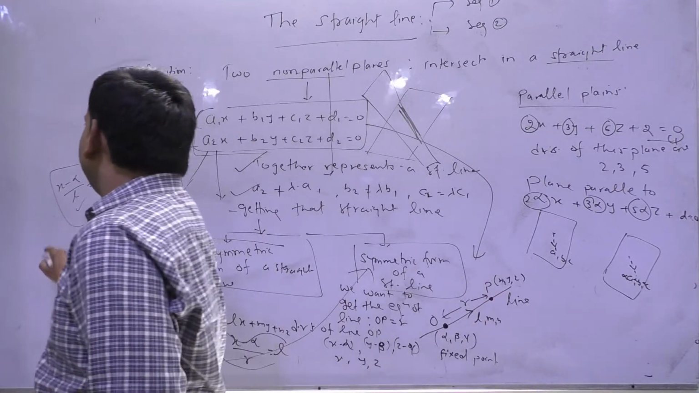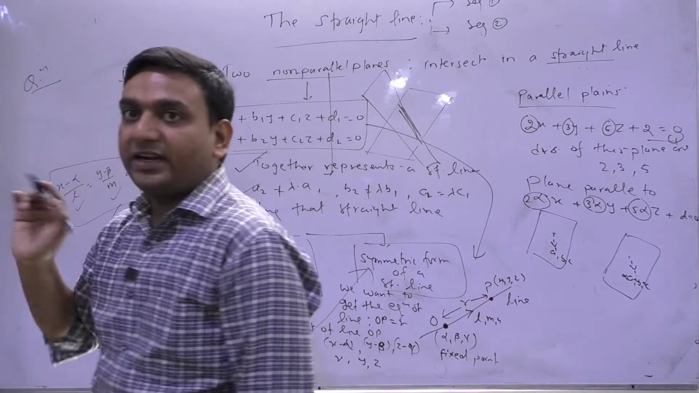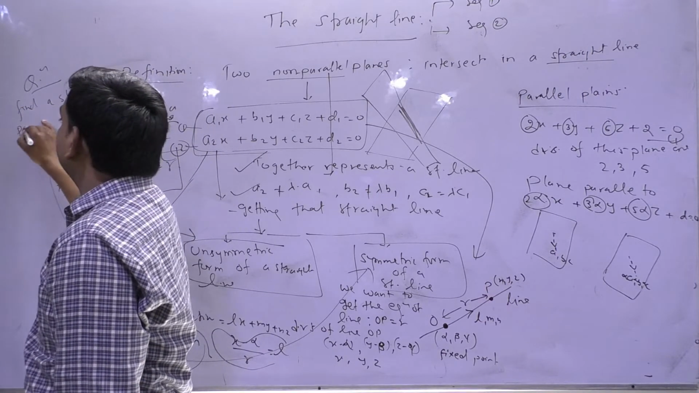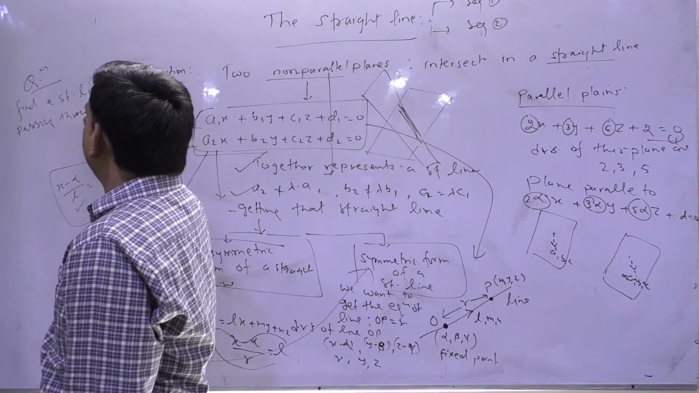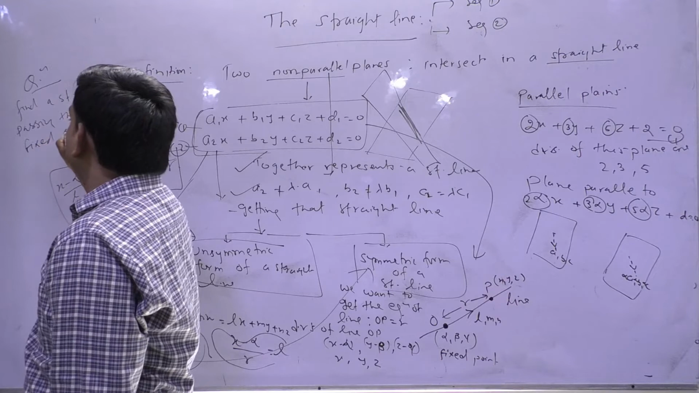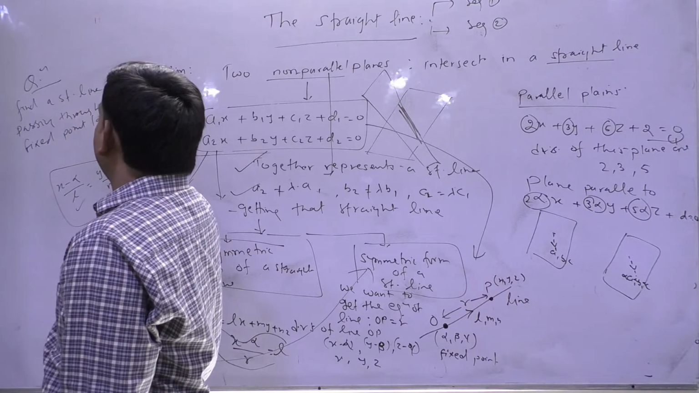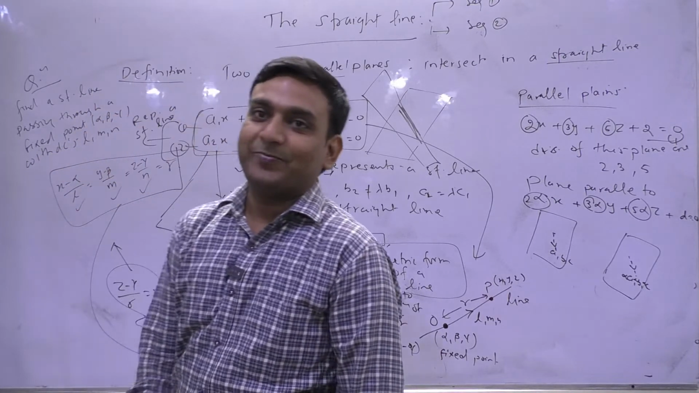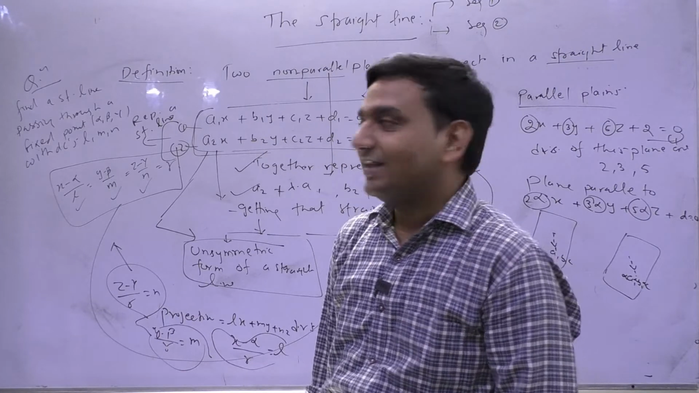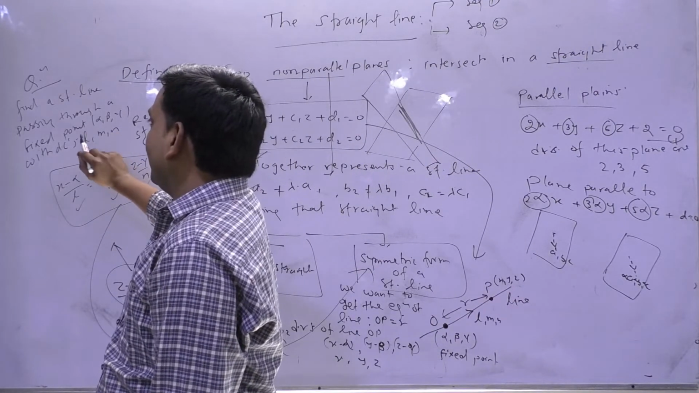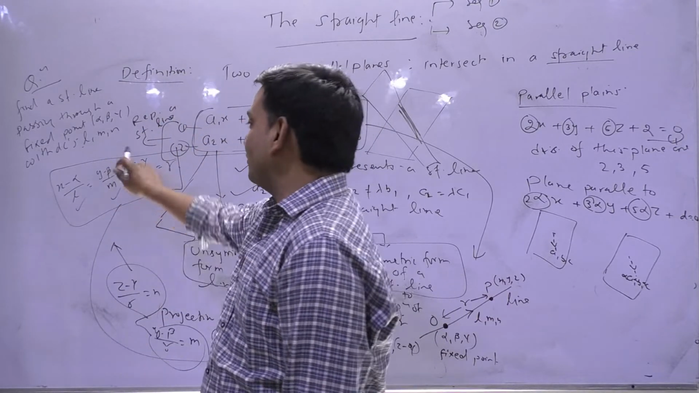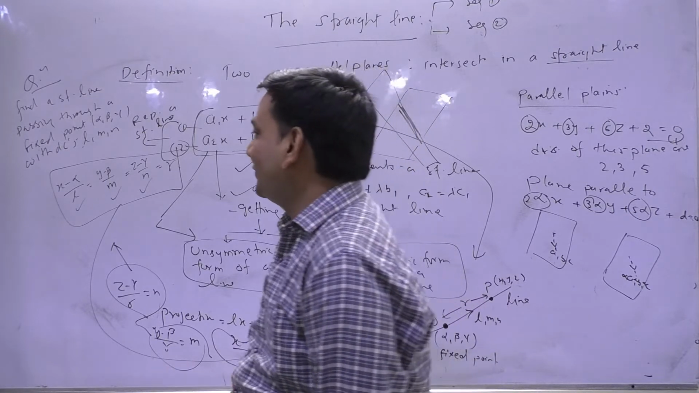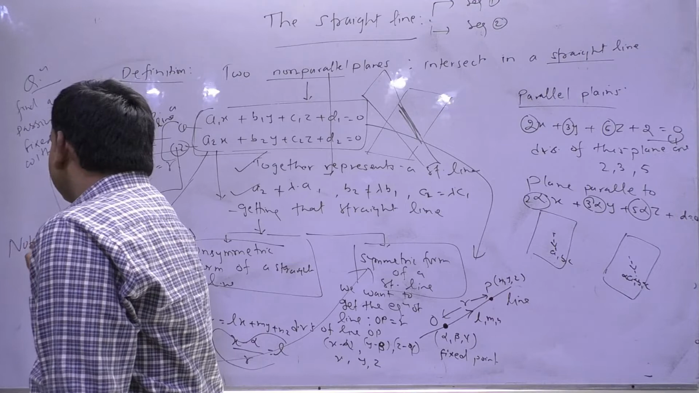So what is your question, dear? Write down the question, please. Find a straight line passing through a fixed point alpha, beta, gamma with DCs l, m, n. So what will be that straight line? x minus alpha upon l equals y minus beta upon m equals z minus gamma upon n. Is that clear? Okay. Write a note, please.